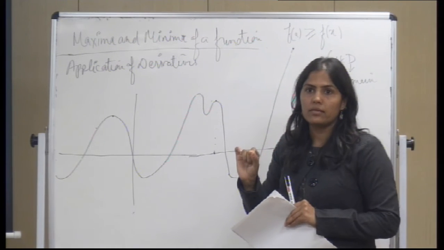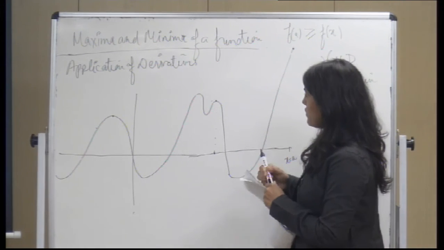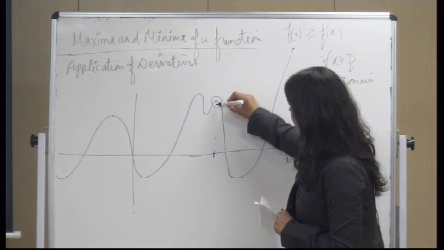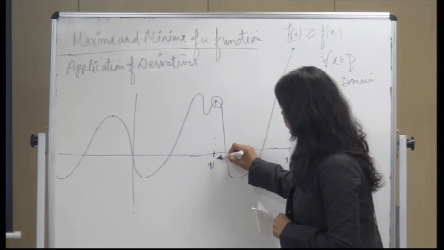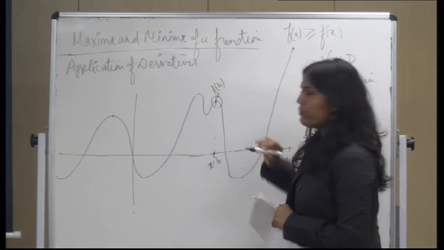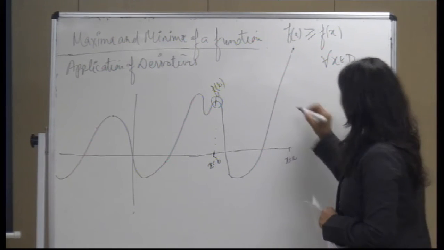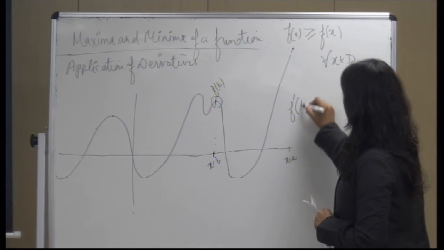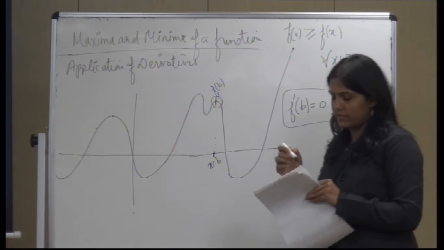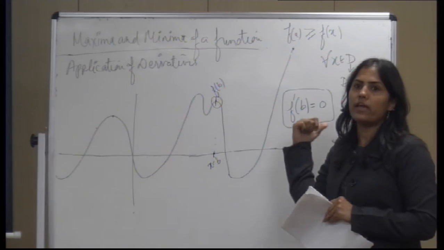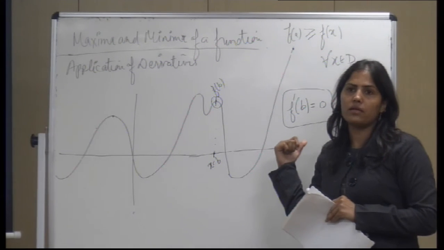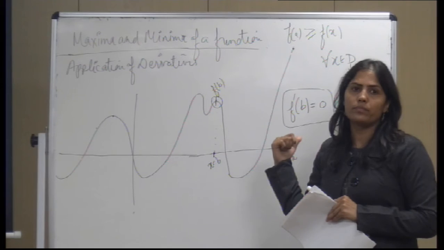I'll write all those things but you just understand. At this point, suppose this point is x equal to b, the value is f(b), so 100% f dash b will be 0. Last time I taught you tangents and normals. So if derivative is 0, what does it mean in tangent form?